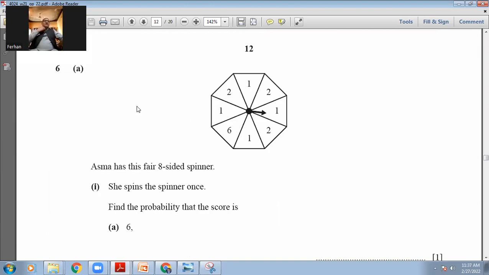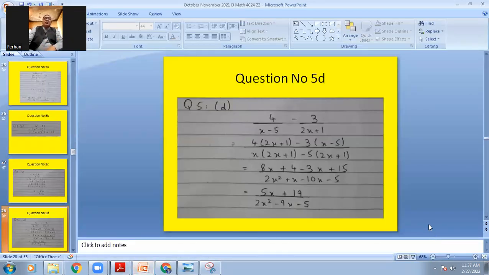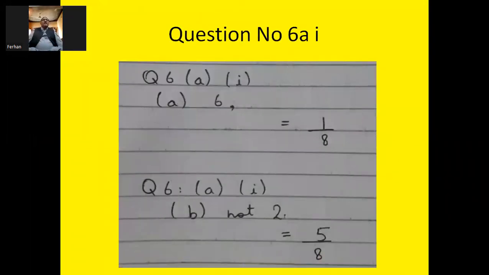The next question is question number 6. Asma has this fair 8-sided spinner. She spins the spinner once. Find the probability that the score is 6. The score 6 is written just one time here. And how many total outcomes are there? 1, 2, 3, 4, 5, 6, 7, 8. So there are 8 possible outcomes, and the 6 is written only once. So the probability of getting 6 will be 1 by 8. So the probability of getting the 6 is 1 by 8.